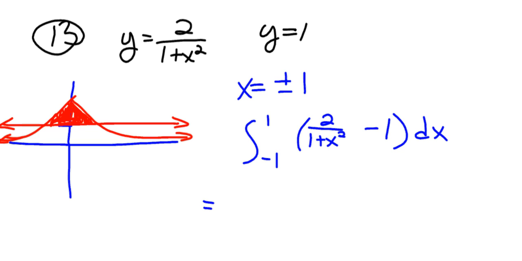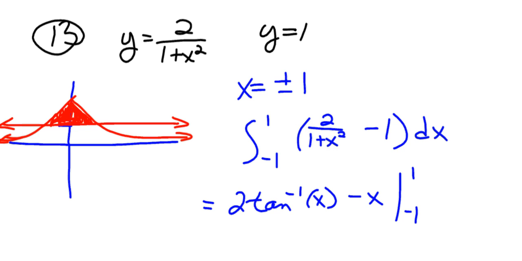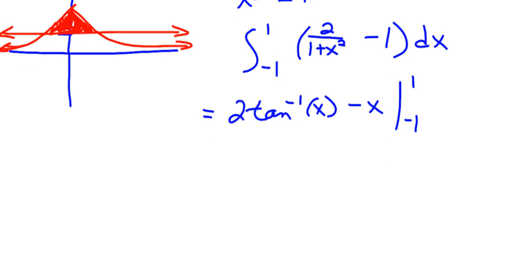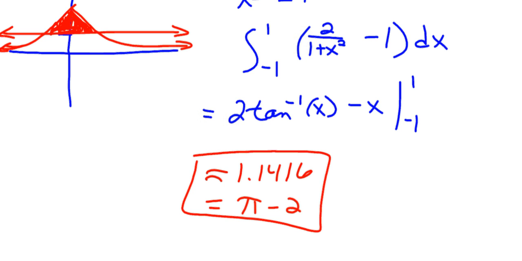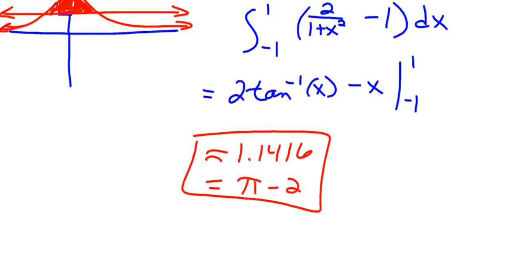And then I'm going to find my antiderivative. It should be 2 tangent inverse of x minus x. And we're going to evaluate it from negative 1 to 1. Now at this point, if you're going to plug it in your calculator and get a decimal approximation, that to me is fine. But if you leave it exact, you should end up with pi minus 2. So either answer for me is fine. In the textbook, they're going to leave it in the exact form.